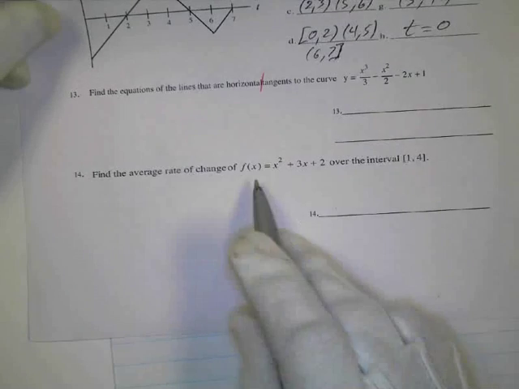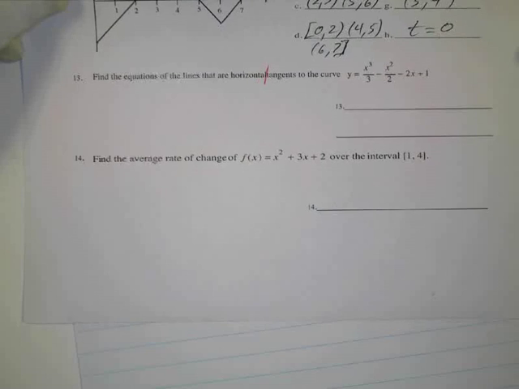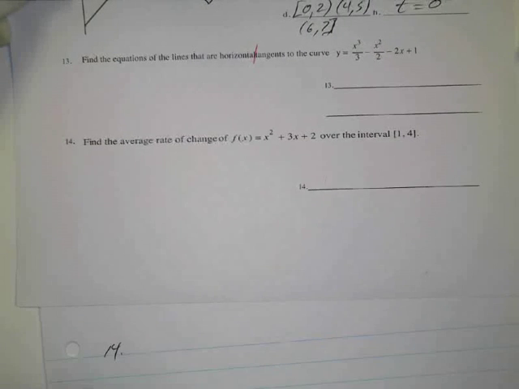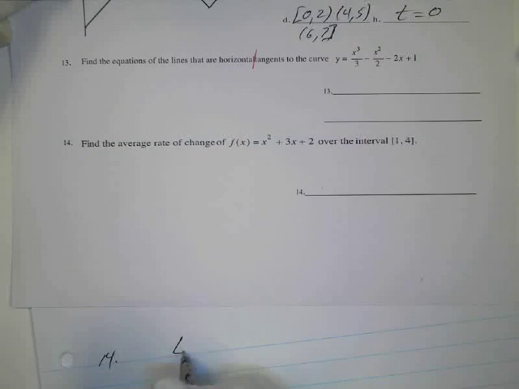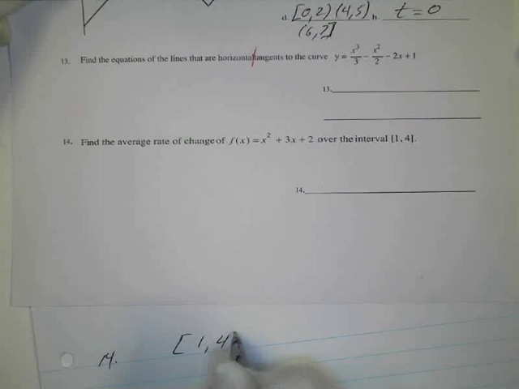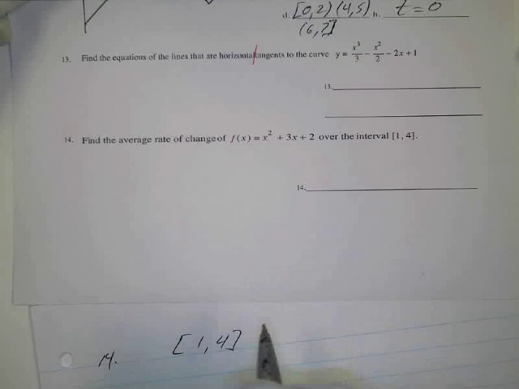And I think I'll fit one more in here. This is number 14. You're asked to find the average rate of change, good old average rate of change, of the function over the interval 1, 4. We don't have to do any calculus on this. This is a pre-calculus problem. So that's my average rate of change.